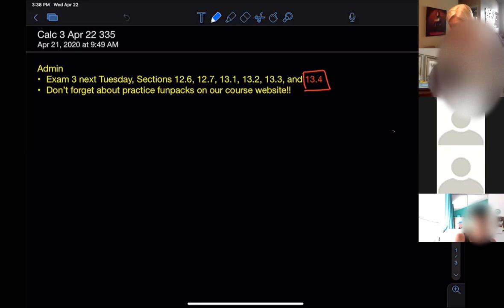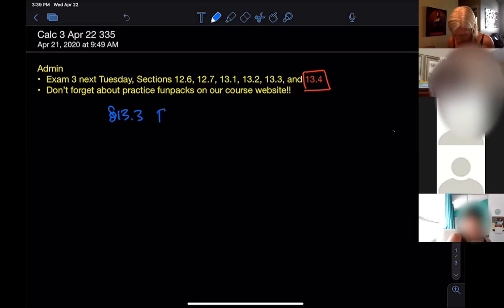Okay, so last time we were talking about something very important, and we know it's very important because it's called the fundamental theorem for line integrals. We have a little bit more to say about that, so let's go back into this section.